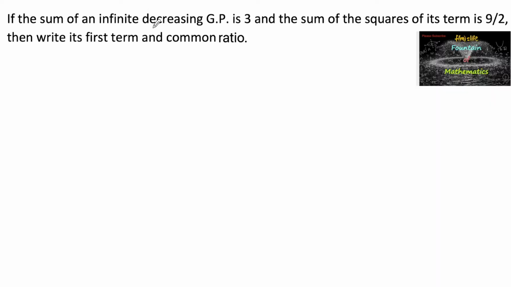If the sum of an infinite decreasing geometric progression is given as 3 and the sum of the squares of its terms is 9/2, then write its first term and common ratio. Let a be the first term and r be the common ratio.